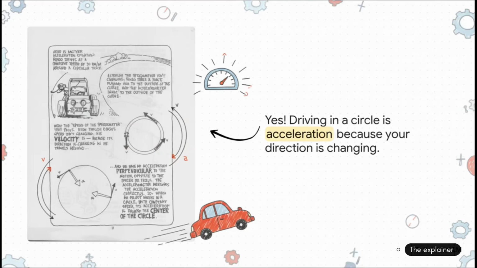And the answer is absolutely yes. Look at Ringo going around this circular track. His speed isn't changing one bit, but his velocity is changing constantly. Why? Because his direction is always changing. Every single time you turn the steering wheel in a car, you are accelerating, even if your foot never touches the gas or the brake.